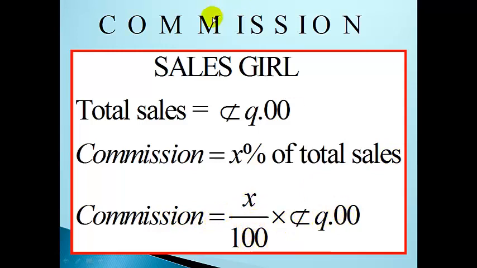I go over. We are looking at commission, and we are considering a sales girl. Now the total sales made by the sales girl equals Q cedis. If the commission the girl is given is X% of the total sales, then if you want to find the commission, you divide X by 100, then you multiply by the total sales. So we have X divided by 100 times Q cedis.